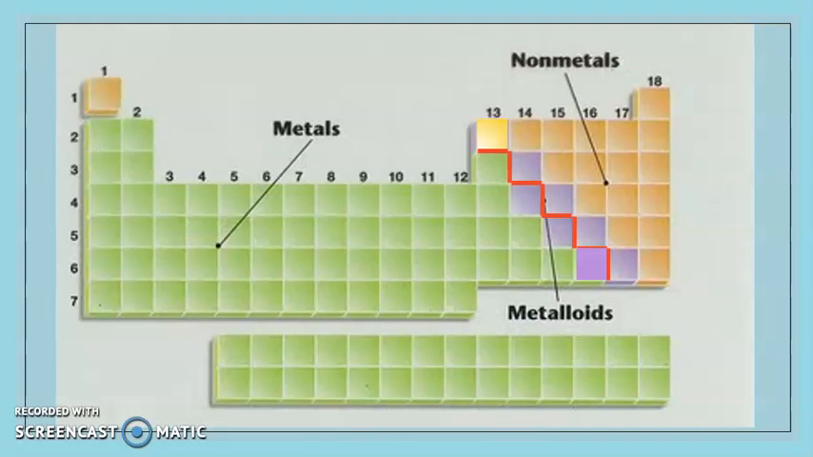And at the very top of the staircase, the element that stands on top of it is boron. Boron is considered to be a nonmetal, and right underneath that in row 13 is aluminum. Aluminum is the first element underneath the staircase and is always considered to be a metal. And then from there, anything that touches the staircase is considered to be a metalloid.